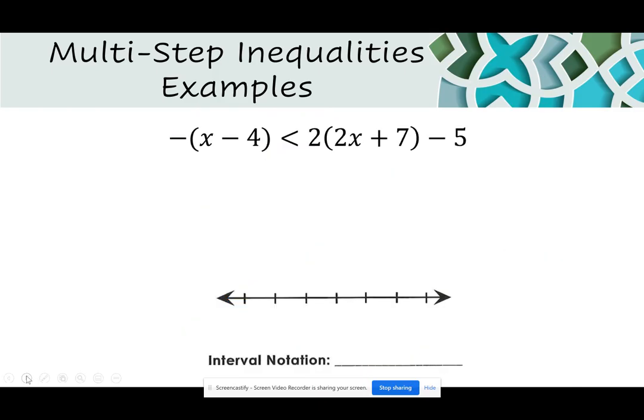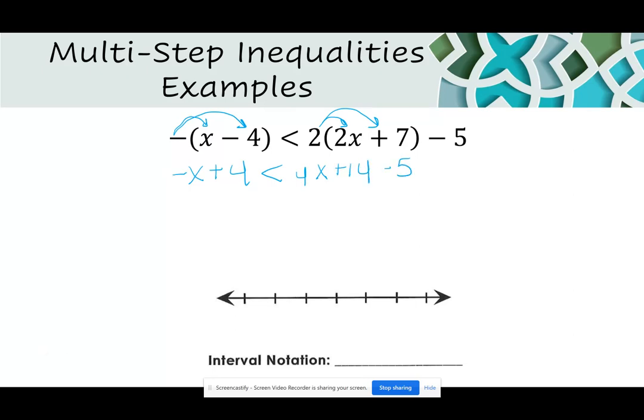Here's a bit of a longer one. So we have to distribute twice in this one, just like when we were solving multi-step equations. So we're going to distribute this negative 1, which just flips your sign. So we have negative x plus 4 is less than. Distribute our 2 in first. 4x plus 14 minus 5.